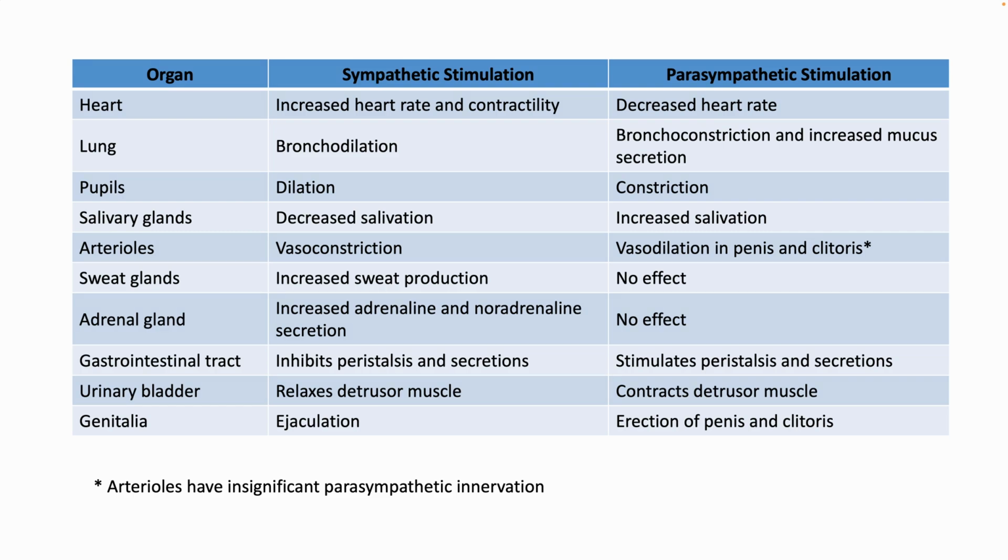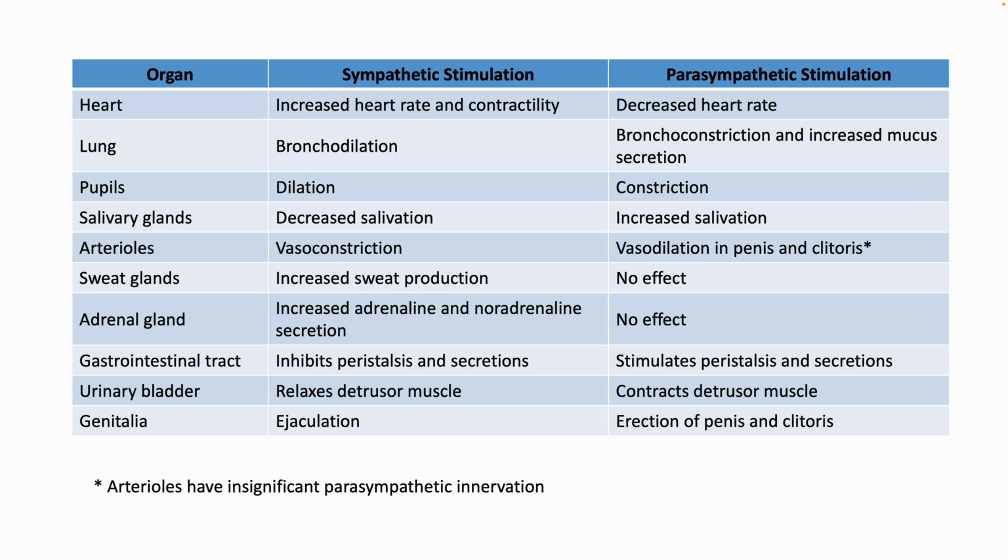For example, on the heart, the sympathetic nervous system increases the heart rate and the contractility, while the parasympathetic nervous system only reduces the heart rate and has very little effect on the contractility of the heart. In the lungs, the sympathetic nervous system promotes bronchodilation, while the parasympathetic nervous system promotes bronchoconstriction and increases the production of mucus. On the pupils, the sympathetic promotes dilation, while the parasympathetic promotes pupillary constriction.